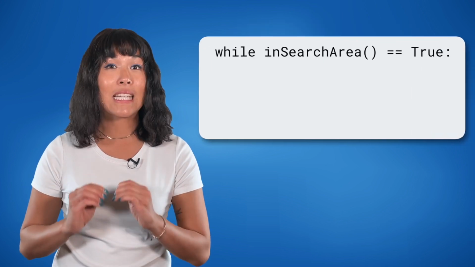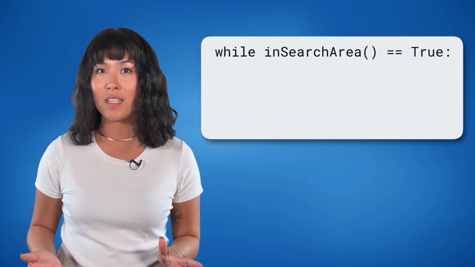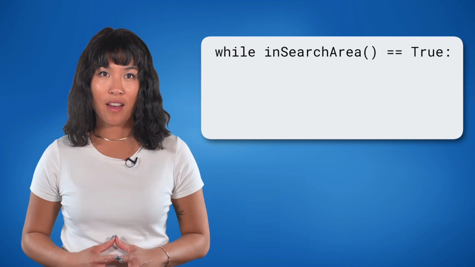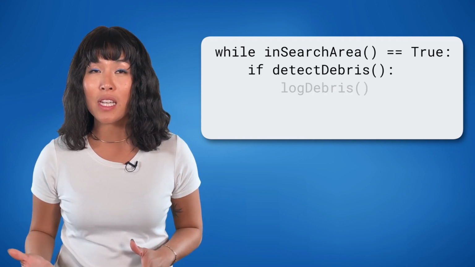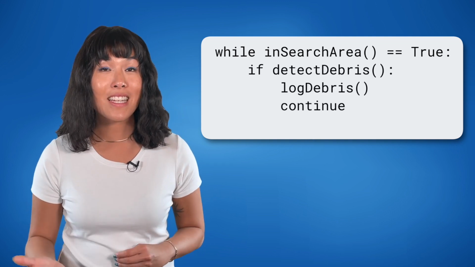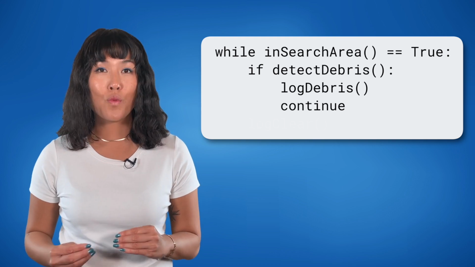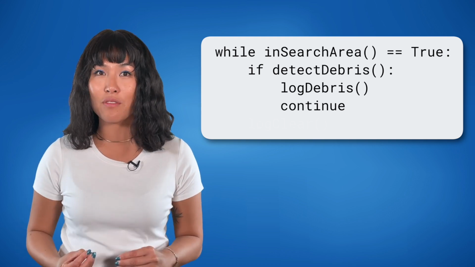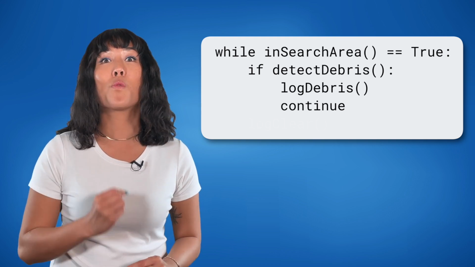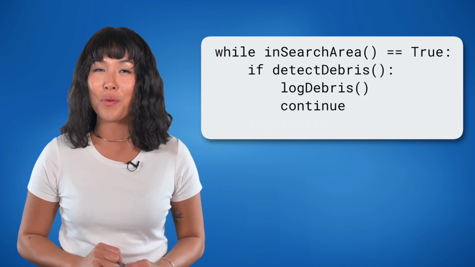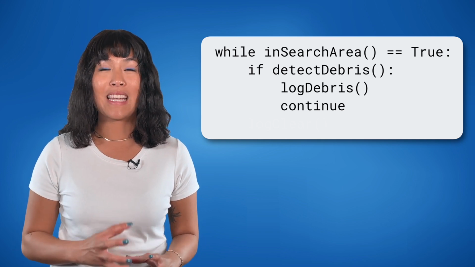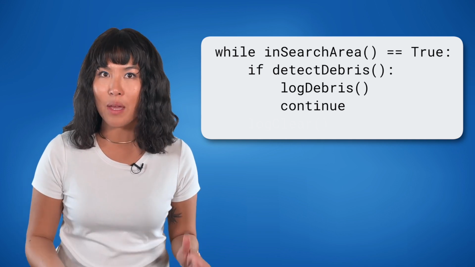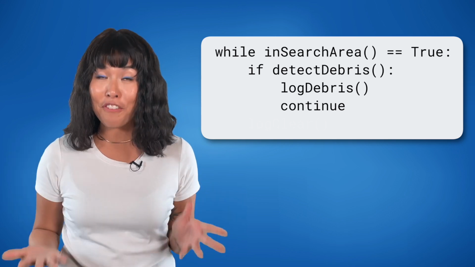First, we will continue to log what we find in space while we are in the search area. If we detect space debris, we will log that debris and then continue. This causes the code to immediately jump back to the beginning of the loop, rather than continue moving further into the code. We don't want to log debris and log clear in the same area, as that would be confusing.